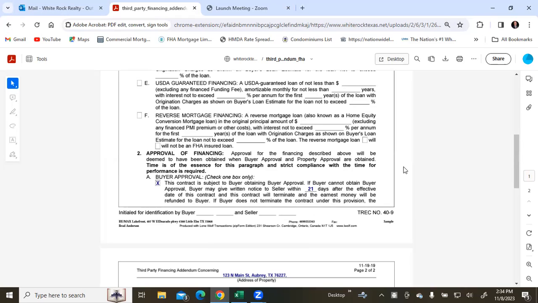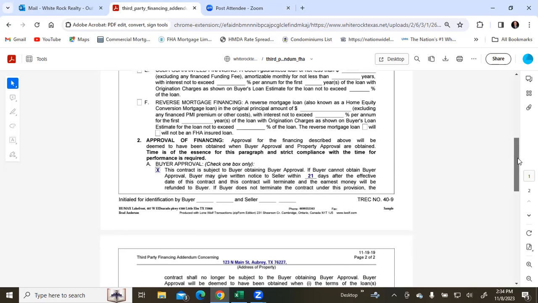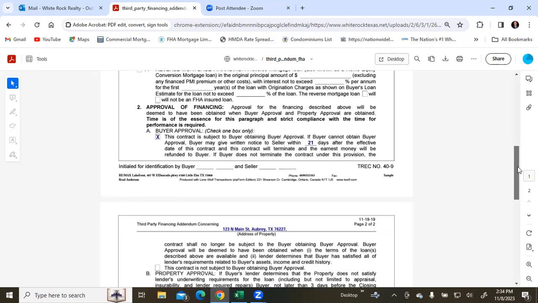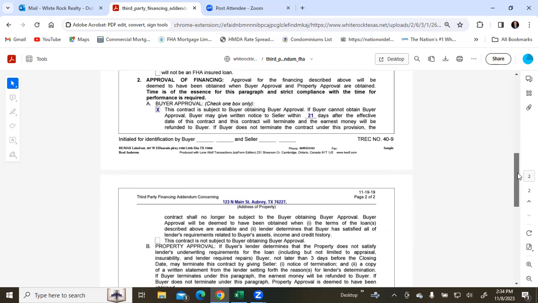Some sellers' agents will push back and say, well, can you do it in 14 or 7? I mean, that's dangerous, because if you can't get the financing, you're going to want an out. Right? So always check buyer approval. I would always put 21 days unless the seller really gives you pushback.